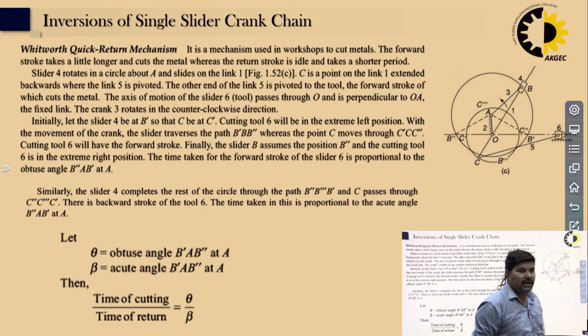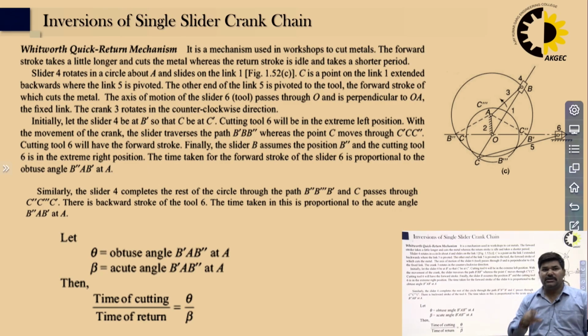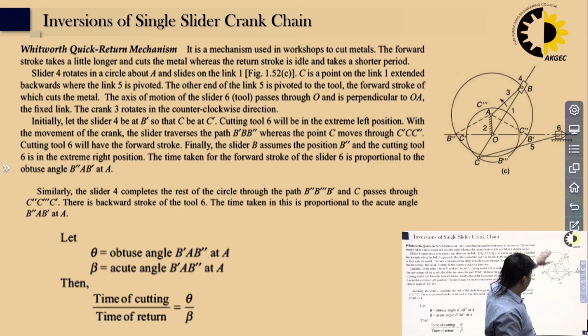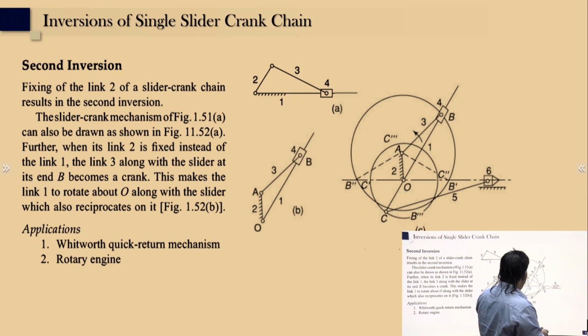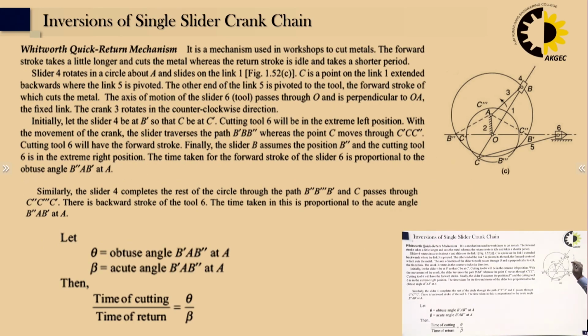The point C moves through C dash, C double dash, and the cutting tool 6 moves in the forward direction. So finally we can say the slider B assumes the position of B double dash. So the cutting tool is at the extreme right position. So B becomes B double dash, right?